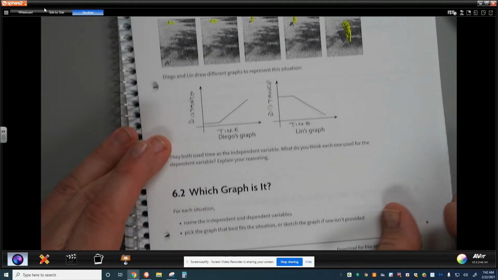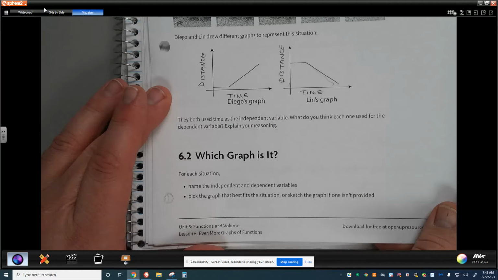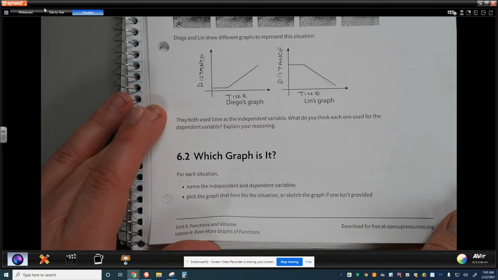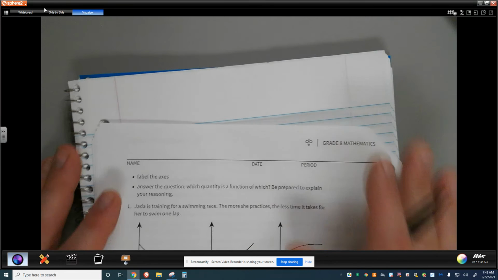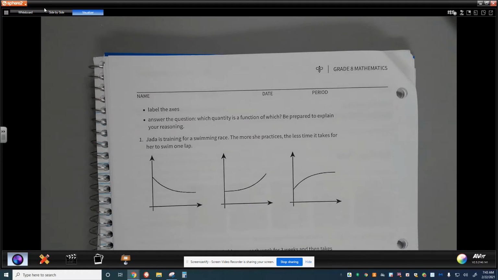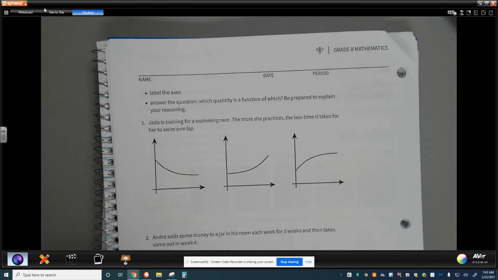So what we're looking at with this in just a brief moment is that we're going to look at naming independent and dependent variables, and we're going to pick graphs that best fit situations or sketch the graph if it isn't provided. And as we do these, we're going to label axes. We're going to answer a question: which qualify as a function, or is a function of which, and be prepared to explain. So Jada is training for a swimming race.